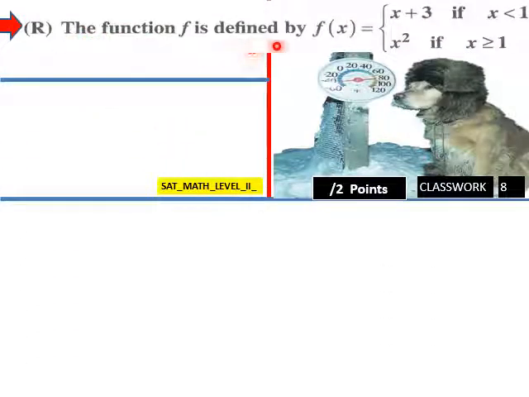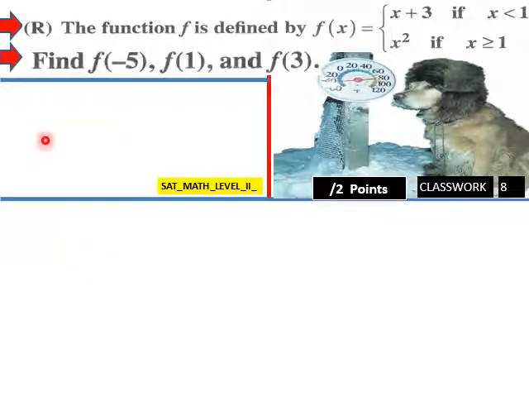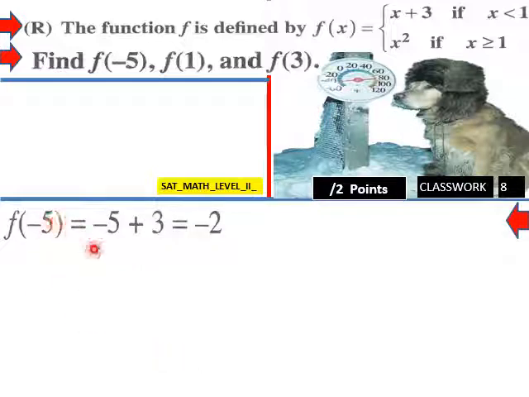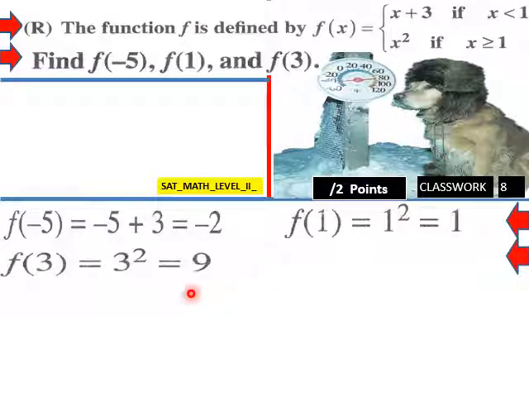The function f is defined by f of x equals these parts here: x squared for x less than 1, and x plus 3 for x greater than or equal to 1. Find f of negative 5, f of 1, and f of 3. So f of negative 5 would equal negative 5 plus 3, which equals negative 2, for this situation up here, and that satisfies x less than 1. And then f of 1 in this situation would be 1 squared, which equals 1. Then f of 3 would be 9 for here.